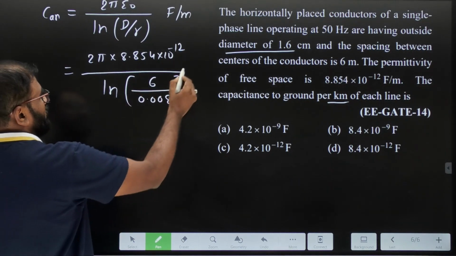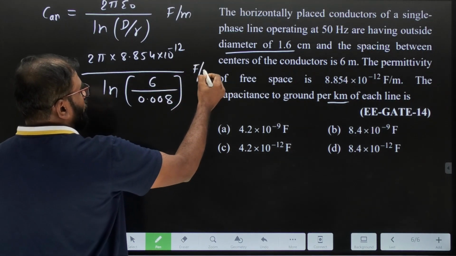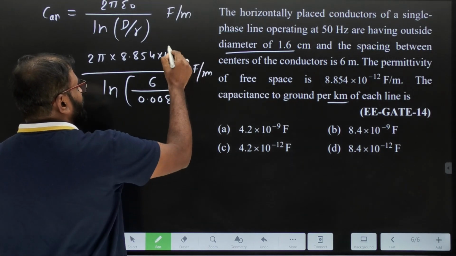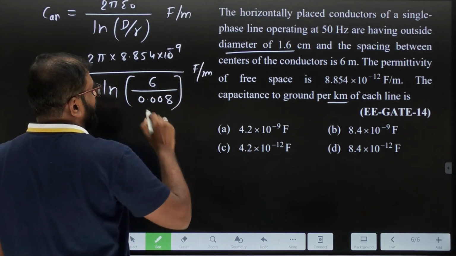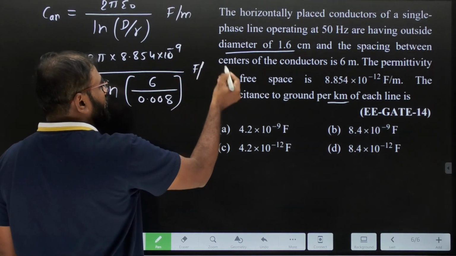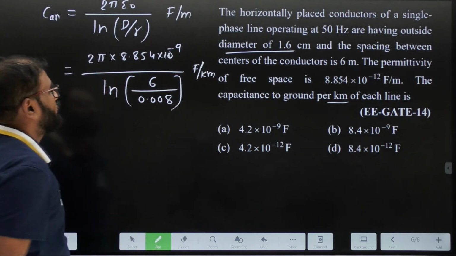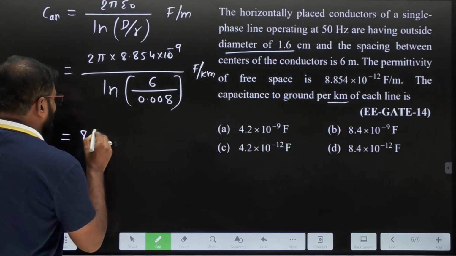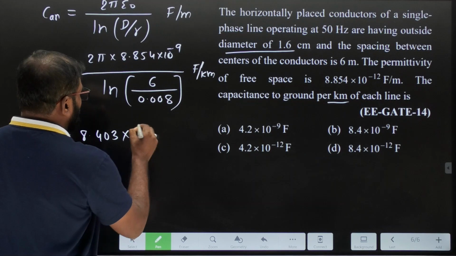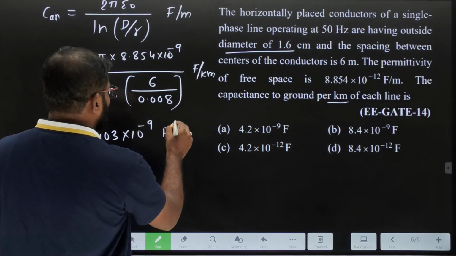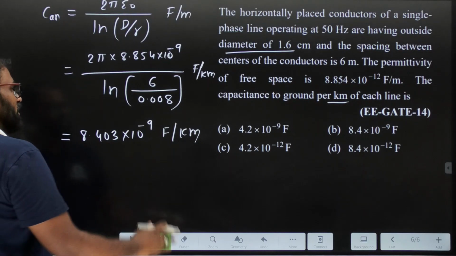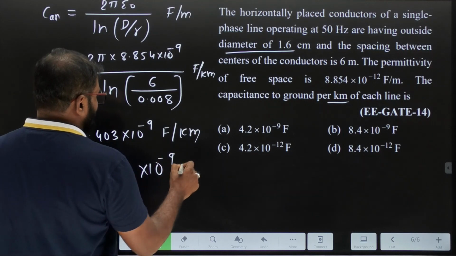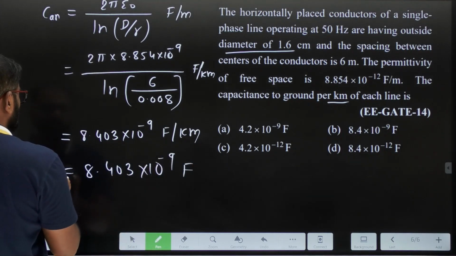But have a look here. This is in farad per meter now, but I want farad per kilometer. Then what do you do? This 10 power minus 12, I will take as 10 power minus 9, and 10 power minus 3 I bring to the denominator. That becomes 10 power 3 meters, nothing but a kilometer. Clear? So let's solve this. That is our final answer. The answer is 8.403 into 10 power minus 9 farad per kilometer. He is asking per kilometer, that's why 8.403 into 10 power minus 9 farads. The answer is this. Clear?